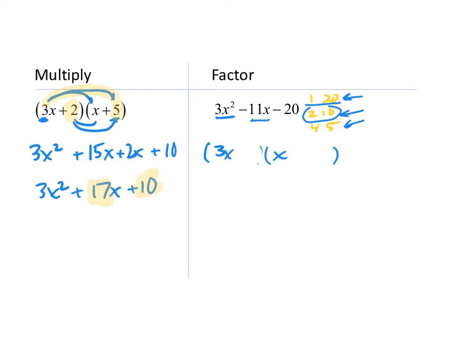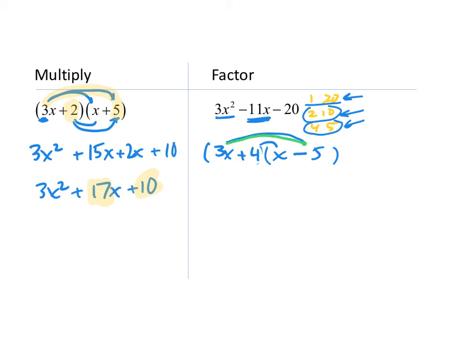So let's try the 4 and the 5. Let's put 4 there and 5 there. So that's 15 and that's 4. Hey, wait, 15x and 4x, that's going to get me the 11x if I put the negative sign in the right place. So I need negative 11. So let's make this one negative and this one positive, and let's just double check here.